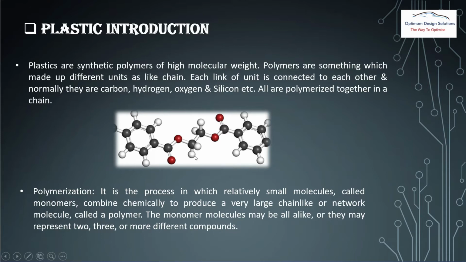So this process is nothing but the polymerization process. Simply, it is the process in which relatively small molecules, those are the monomers, combine chemically to produce a very large chain-like structure or a network of molecules. So that network is nothing but the polymers, and the process to form this is polymerization.